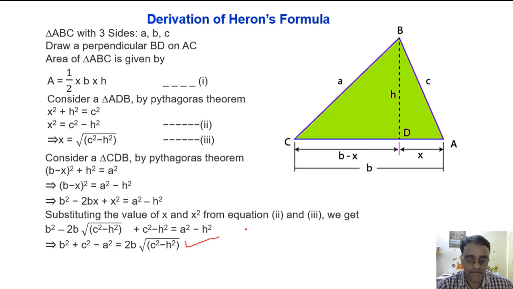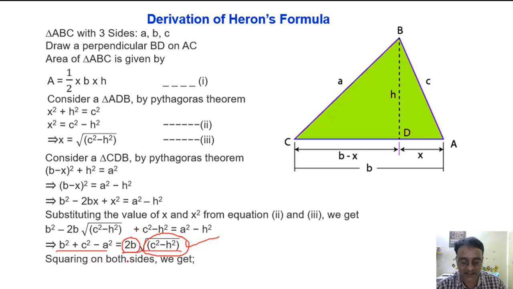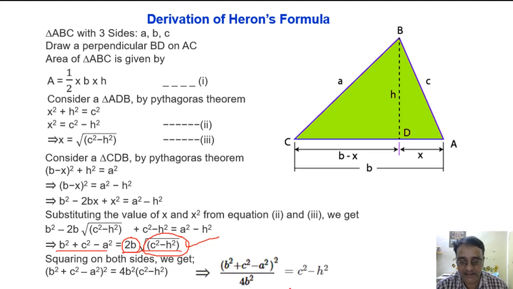Yes, sir. Okay. Now we will square both sides. So if you square both sides, this root will be eliminated. और ये कितना हो जाएगा? 4b square. Right? So we'll get this step. b square plus c square minus a square whole square is equal to 4b square into c square minus h square. So c square minus h square we will get b square plus c square minus a square का whole square upon 4b square.